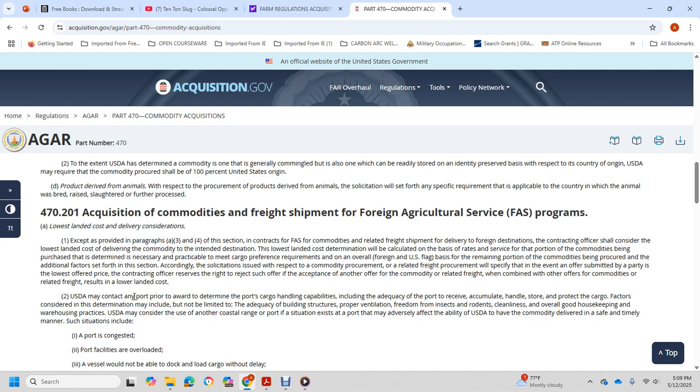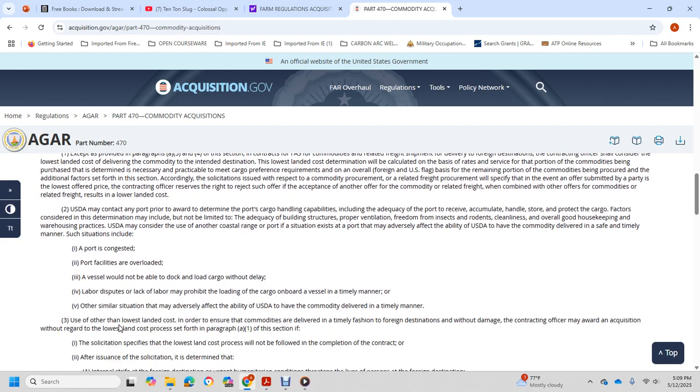The determination may include, but is not limited to, the adequacy of the building structure with proper ventilation, freedom from insects and resident rodents, cleanliness, overall goodness, housekeeping, and warehouse practices. USDA may consider use of another coastal range of the port if a situation exists at the port which would adversely affect the ability of USDA to have the commodity delivered in a safe and timely manner.